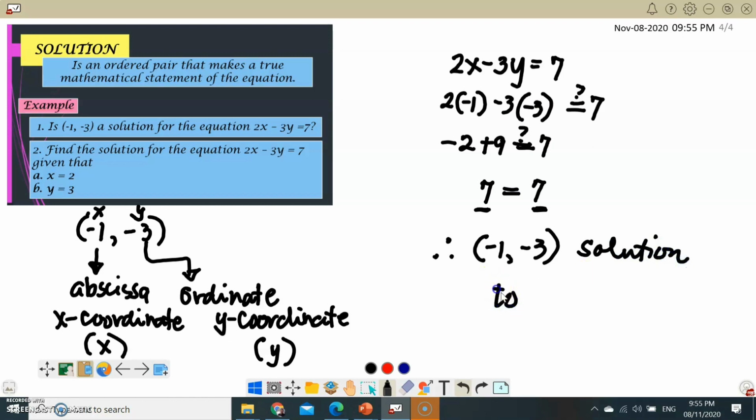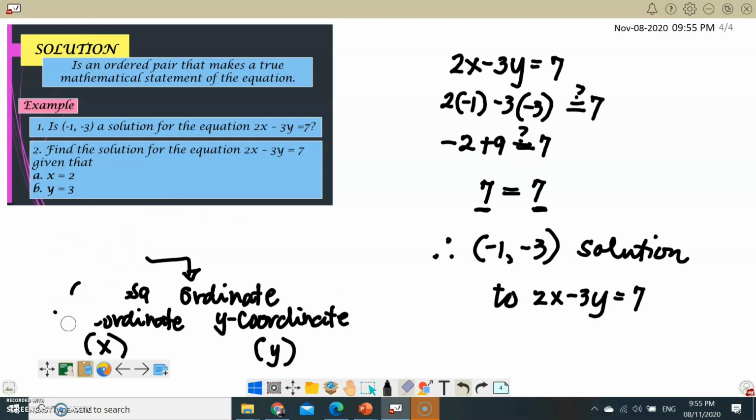Solution to the equation 2x minus 3y is equal to 7. Now let's have here number 2. Find the solution for the equation 2x minus 3y is equal to 7, given that the value of x is equal to 2. Okay, let me erase this one.